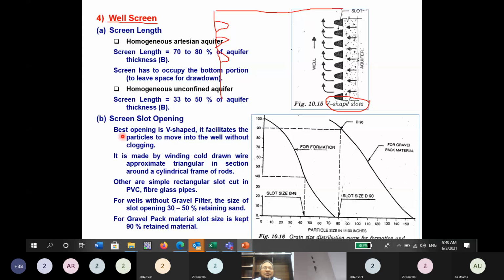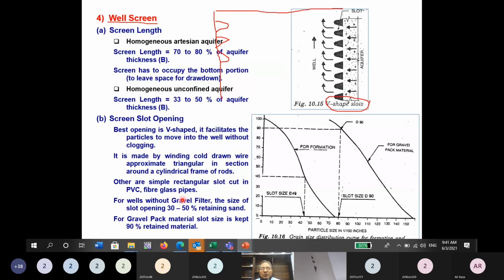और नाउ द नेक्स्ट इज स्क्रीन स्लॉट ओपनिंग. ये ओपनिंग कितनी रखनी है, सो बेस्ट ओपनिंग इज वी शेप्ड. ये वी शेप्ड की है. इट फैसिलिटेट्स द पार्टिकल्स टू मूव इनटू द वेल विदाउट क्लॉगिंग. क्लॉगिंग नहीं होती, ठीक है ना. इट इज मेड बाय वाइंडिंग कोल्ड ड्रॉन वायर अप्रोक्सीमेटली ट्रायंगुलर इन सेक्शन अराउंड ए सिलेंड्रिकल फ्रेम ऑफ रॉड्स. रॉड्स का फ्रेम बनाएंगे और उस पर हम ये वाइंड कर देंगे. सो लाइक दैट, तो ये बन जाएगी जी. हाँ, अदर आर सिंपल rectangular slot cut in PVC pipe, fiberglass pipes, steel pipes, etc.